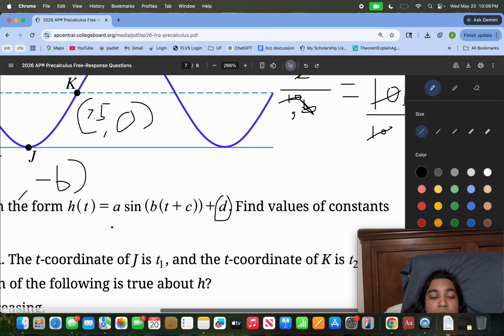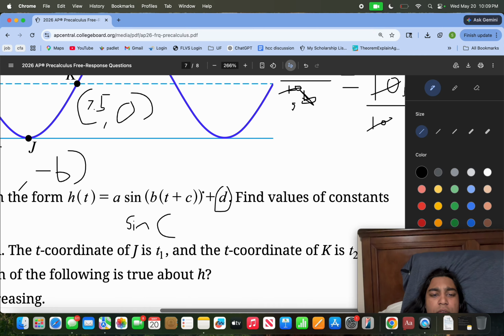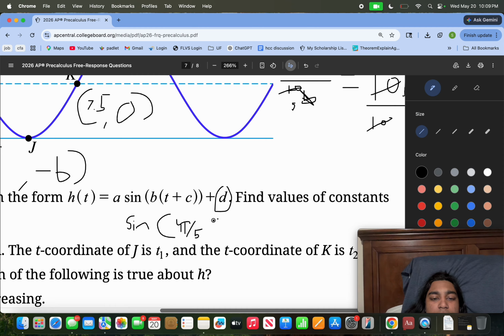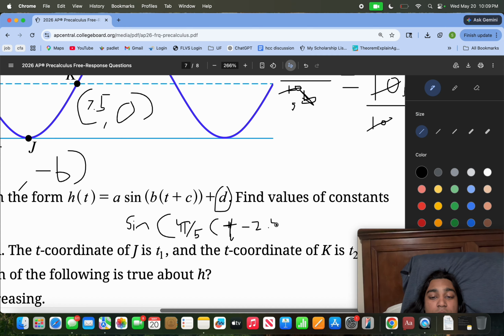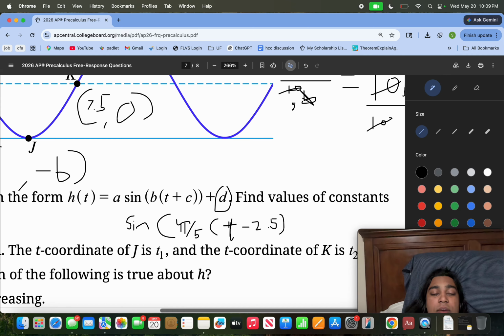But yeah, we have some number times sine of, we said that b would be what? Pi over 5 times t, which is just time, so we don't need to solve for t, plus c we said was going to be a negative value, so not plus actually, minus 2.5, plus d, which is plus 0, so I'm not going to write that part.